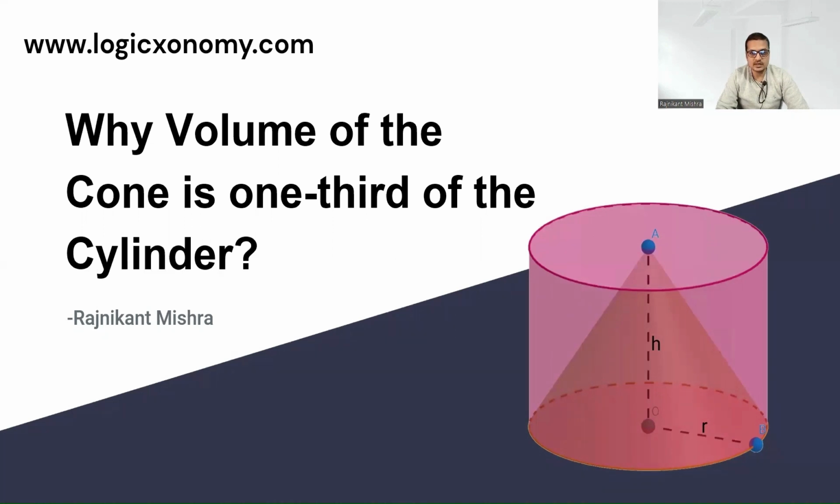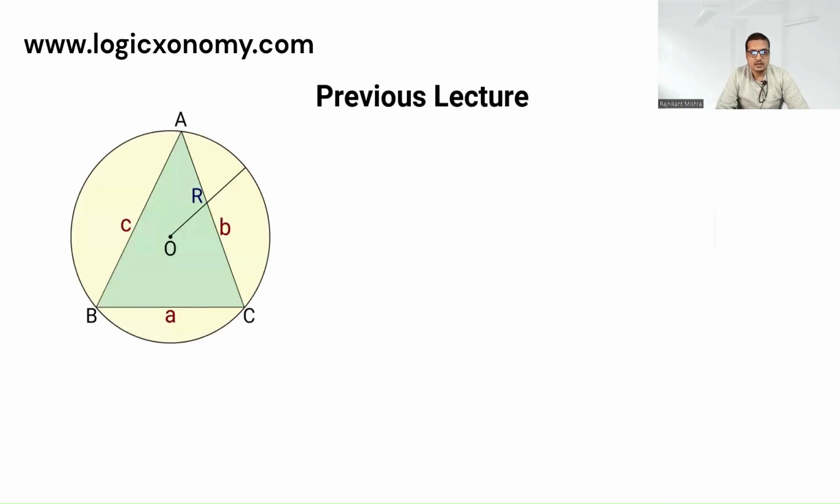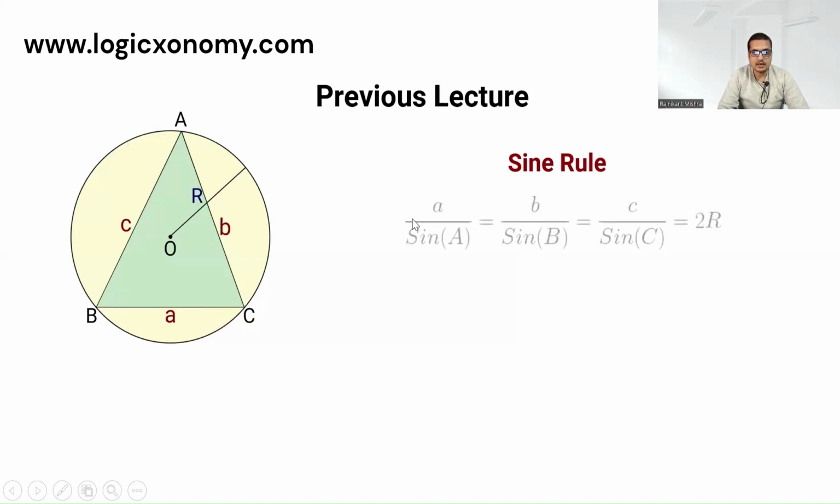But before it, let's take a look at the previous lecture in which we discussed the sine rule for a triangle. Here in triangle ABC, BC is equal to a, AC is equal to b, AB is equal to c, R is the circumradius of the triangle. Then a/sin A = b/sin B = c/sin C = 2R.